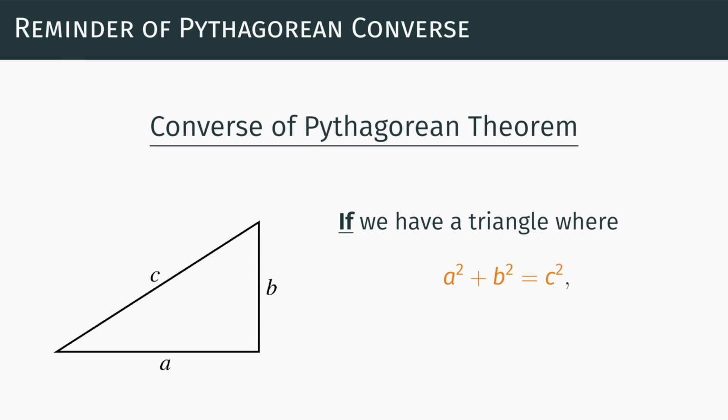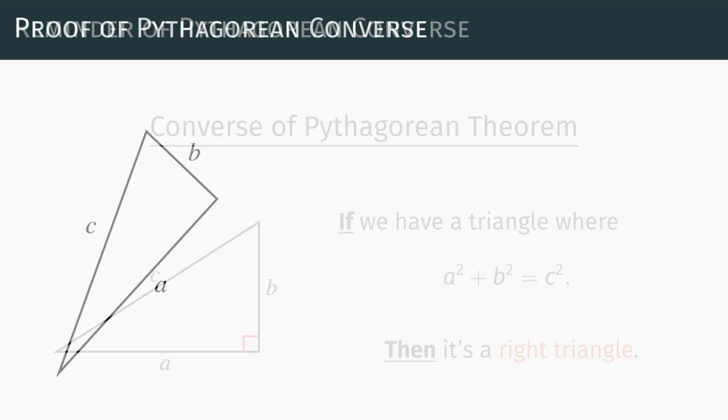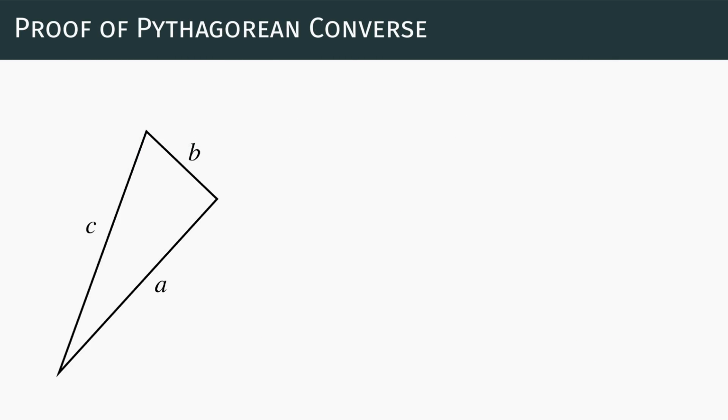So remember, let's have a quick reminder of what the Pythagorean converse strictly is. It said that if we have a triangle where a squared plus b squared equals c squared, then we know we're looking at a right triangle. Our given here is some triangle with sides a, b, and c, where c is the largest side, and we know that a squared plus b squared equals c squared.